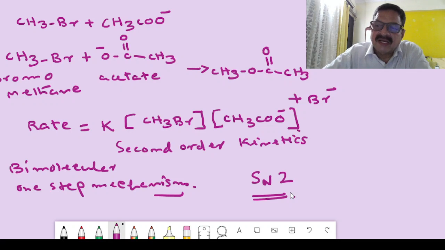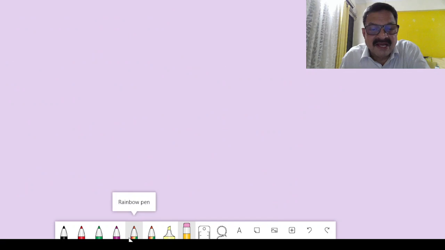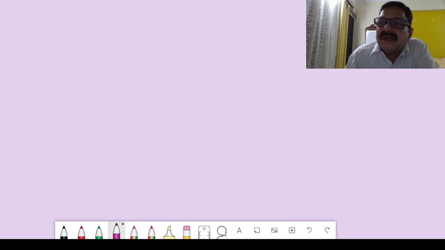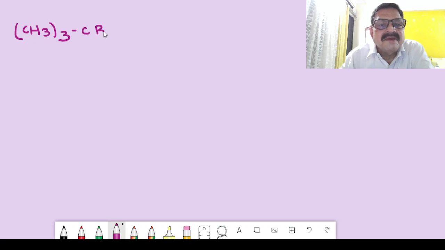So this is one type of alkyl halide we have seen now. Now let us see the second type of alkyl halide, because we are using the same nucleophile, the acetate anion. So a similar nucleophilic substitution reaction, say with this compound, (CH3)3CBr. This also will lead to a substitution of the bromide anion. This bromide will be substituted by the acetate anion.